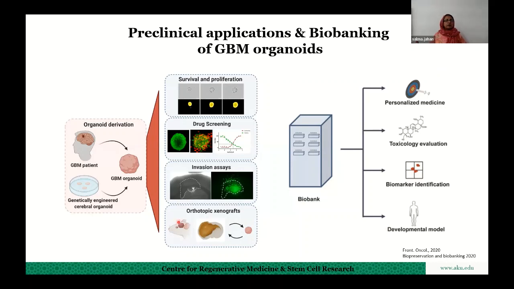You can utilize the glioblastoma organoid, and you can genetically engineer it, and then you can do some of the modeling, either studying survival and proliferation, drug screening and invasion assay, and the patient-derived xenograft mouse model. And importantly, these samples can be used for biobanking.